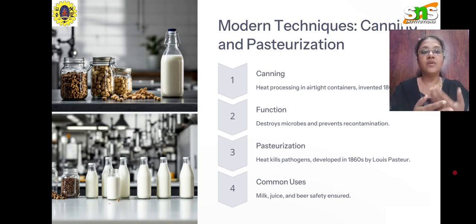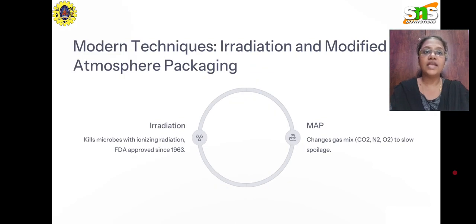So commonly these techniques are adopted for the processing of milk, in the juice processing industry, and also in the beverage processing industries. One of the most important modern techniques adopted nowadays is the irradiation technique and modified atmospheric packaging.